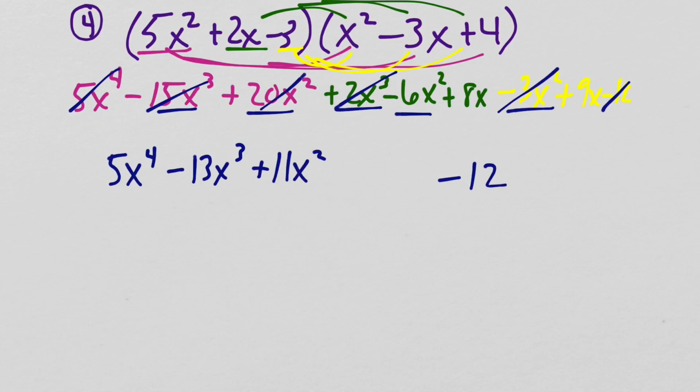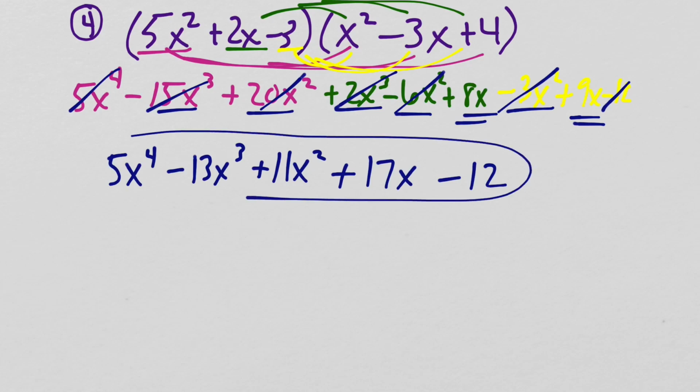So now all the squareds are gone. So then what's left is these 8x and 9x, which add to give you 17x. So in the final product, we have 5 terms: 5x to the 4, negative 13x to the third, 11x to the second, 17x, and a minus 12. So long process, but it's just, again, the repeated distributive property.